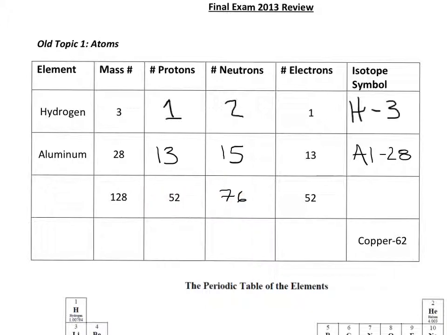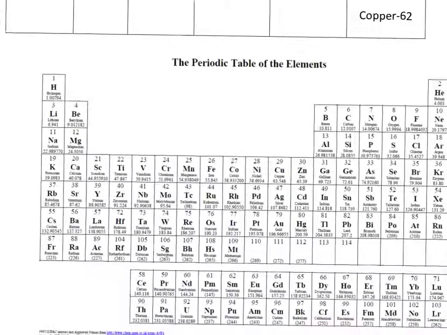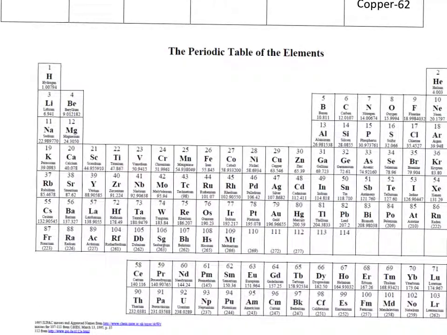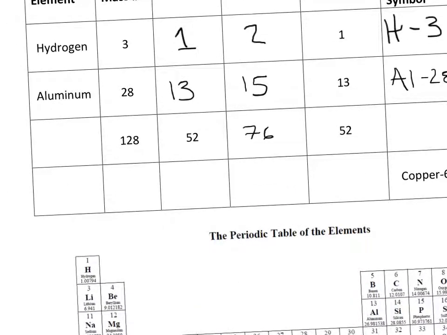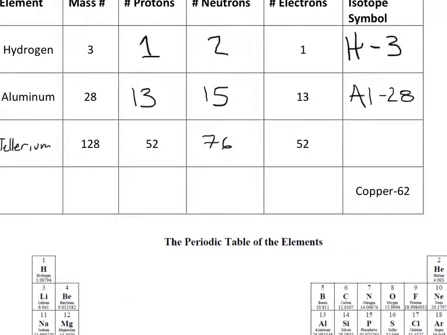So if we go to our periodic table and take a look at element number 52, which is going to wind up being somewhere after 51, right there, tellurium. Tellurium has 52 protons, so that's what it has to be. So we can come back up to our table, and we know that this element right here is tellurium. And its symbol would just be Te-128.